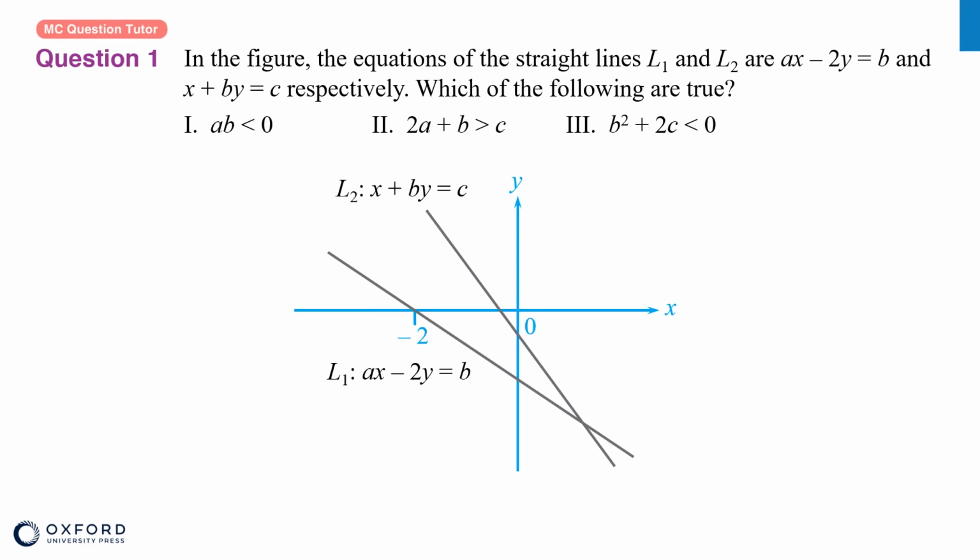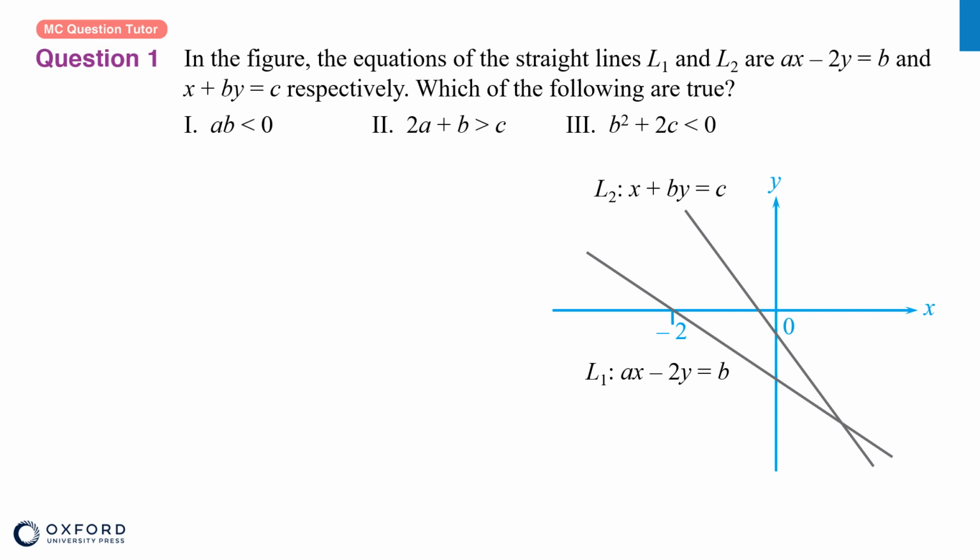In the figure, the equations of the straight lines L1 and L2 are ax minus 2y equals b and x plus by equals c, respectively. Which of the following inequalities are true?